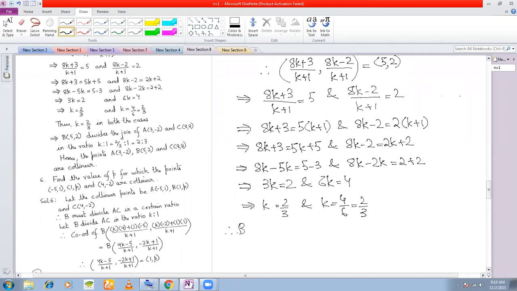Now, if you get different values of k, then what can you conclude? Can anyone tell me if we get different values of k, then what should be the conclusion? Anyone? This question is to you. Can anyone say or not?